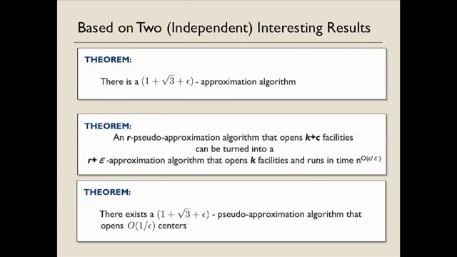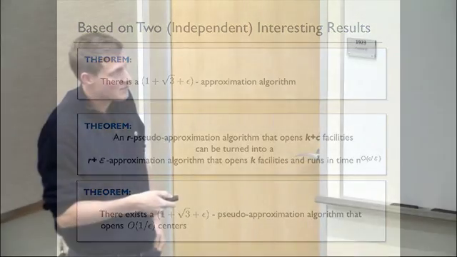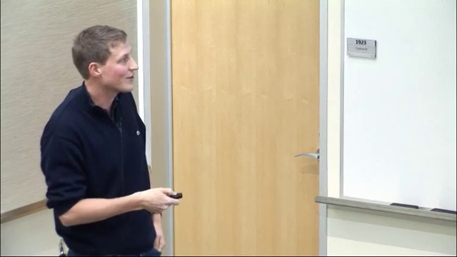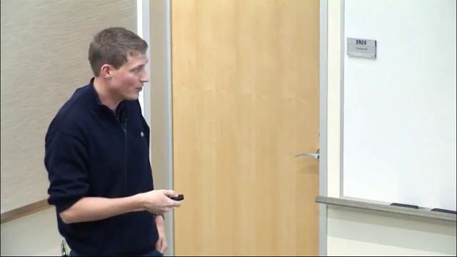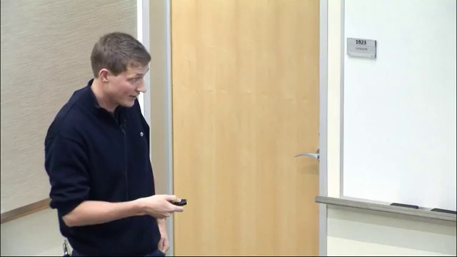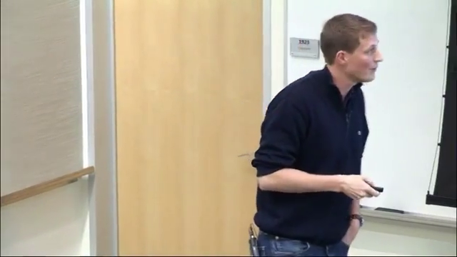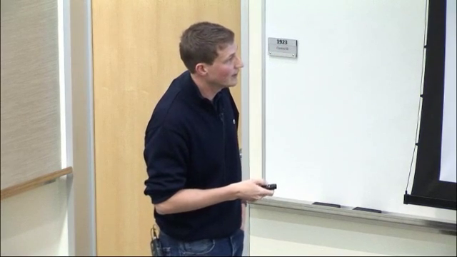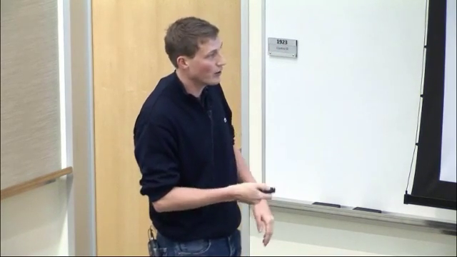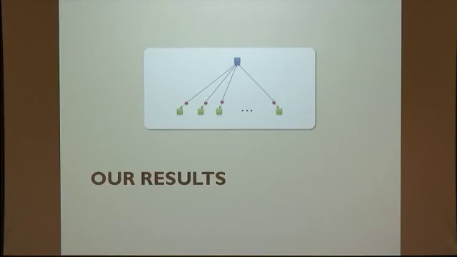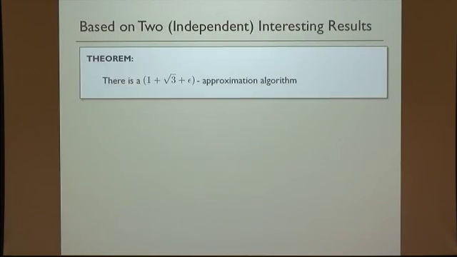If you have an R pseudo-approximation algorithm that opens k plus c facilities, then this can be turned into an R plus epsilon approximation algorithm that opens k facilities and runs in time n to the power of c over epsilon. So this shows that, for example, this integrality gap for the LP disappears, because I can just open all the green ones. And then I can apply that theorem as a black box to get a good approximation.